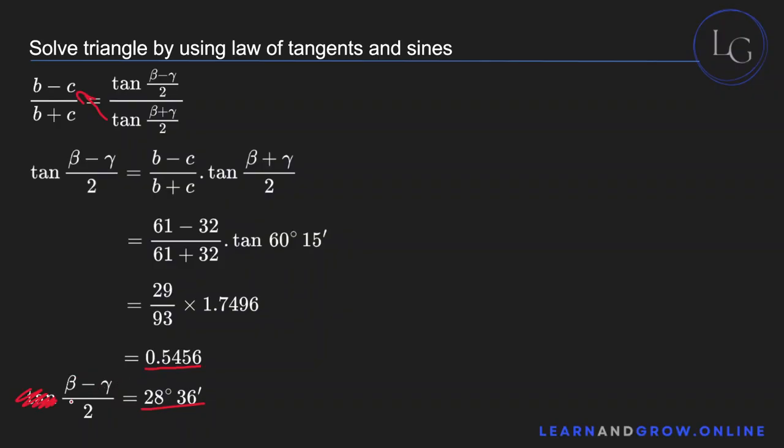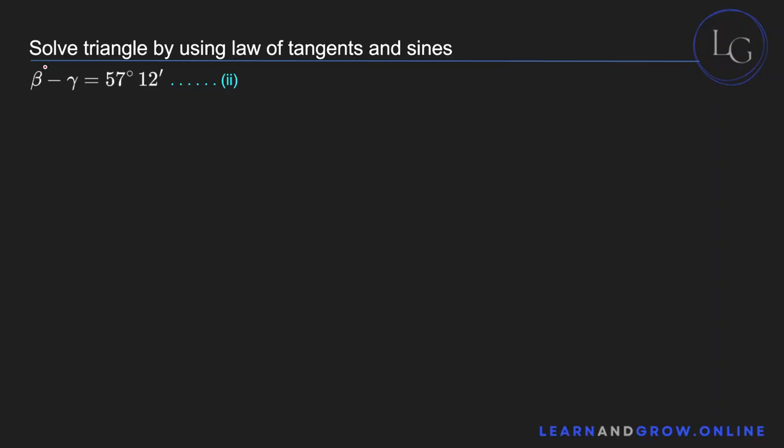So beta minus gamma over 2 is equal to 28 degrees and 36 minutes. Now, beta minus gamma is equal to 2 times beta minus gamma over 2. So you get 57 degrees and 12 minutes.